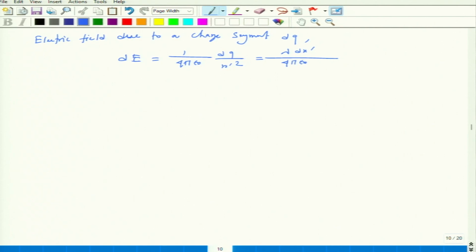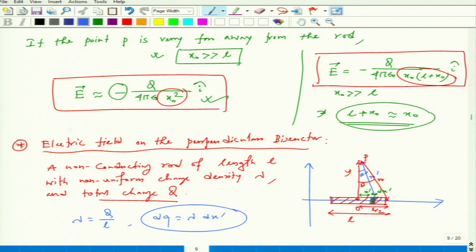Now what is r prime? In this figure, if we use the Pythagoras theorem, then r prime square is x prime square plus y square, and r square is y square plus (L by 2) square.